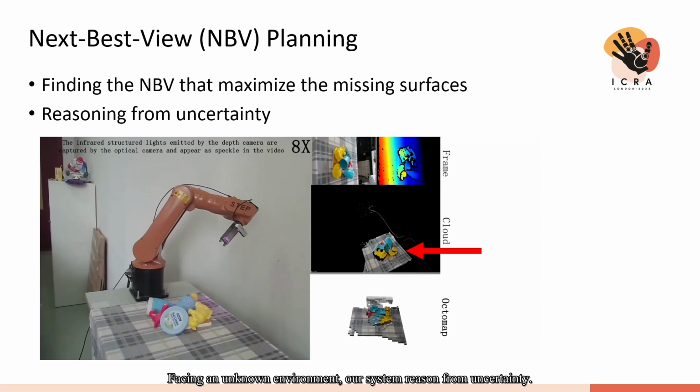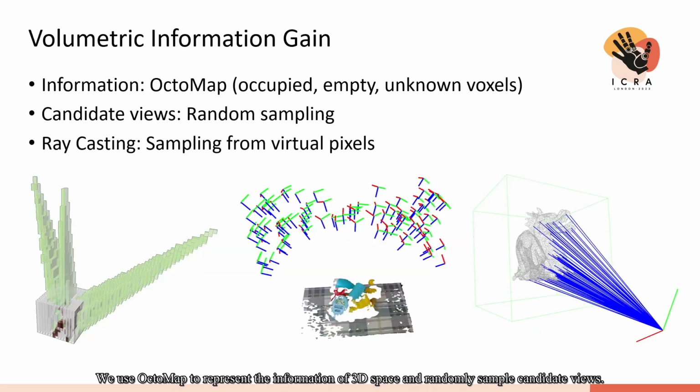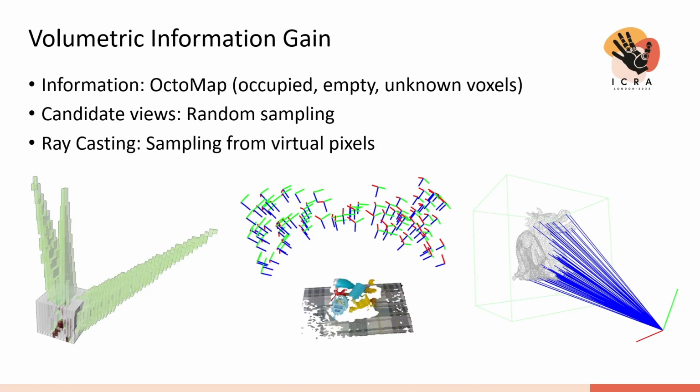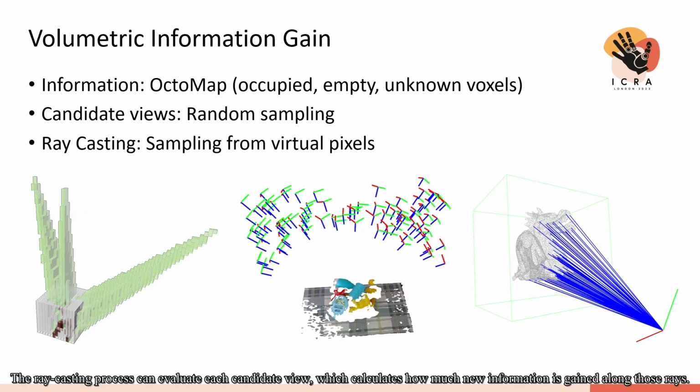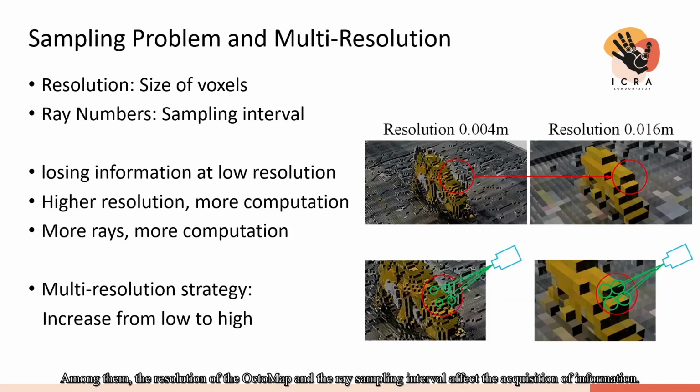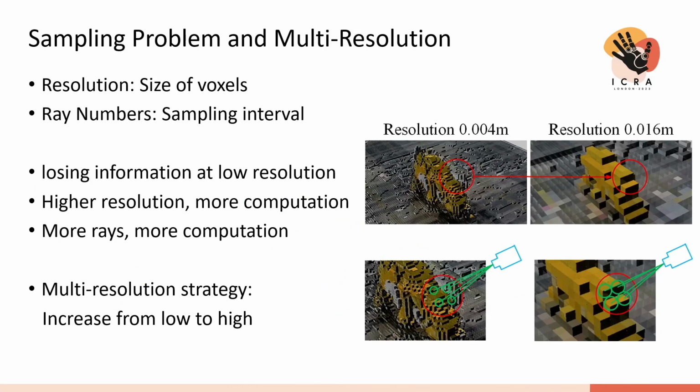Facing an unknown environment, our system reasons from uncertainty. We use Octomap to represent the information of 3D space and randomly sample candidate views. The ray casting process can evaluate each candidate view, which calculates how much new information is gained along those rays. Among them, the resolution of the Octomap and the ray sampling interval affect the acquisition of information.